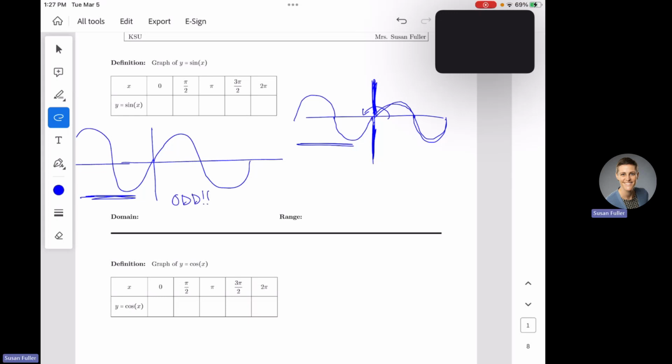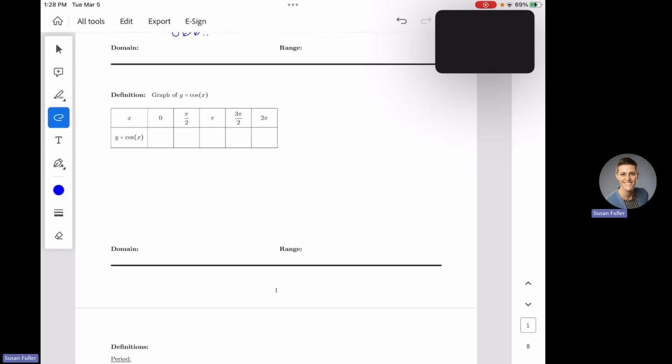This is an odd function. So sine is odd. How about cosine? So we know what the cosine graph looks like. It starts up and then waves from there and continues to wave on the other side. Okay, so that's roughly what cosine looks like.